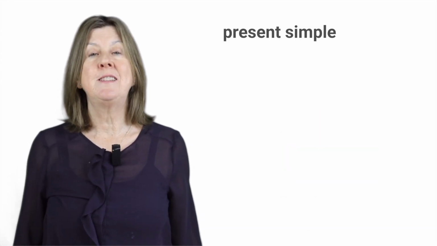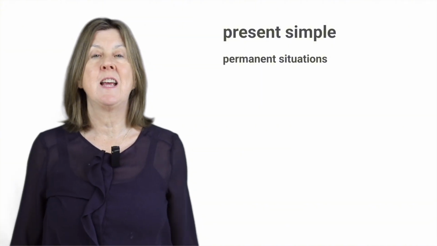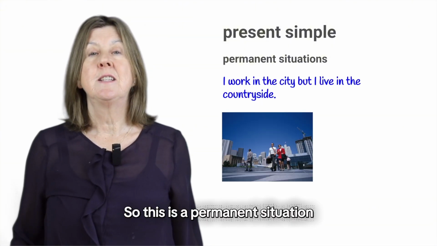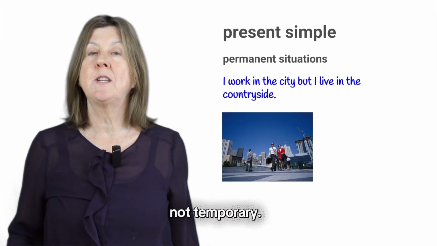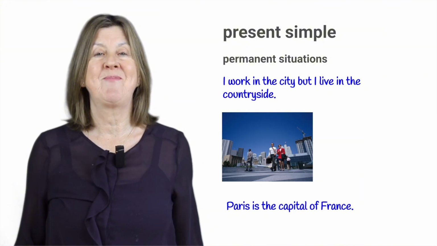The present simple is used to talk about permanent situations. For instance, I work in the city, but I live in the countryside. So this is a permanent situation, not temporary. Or, Paris is the capital of France.